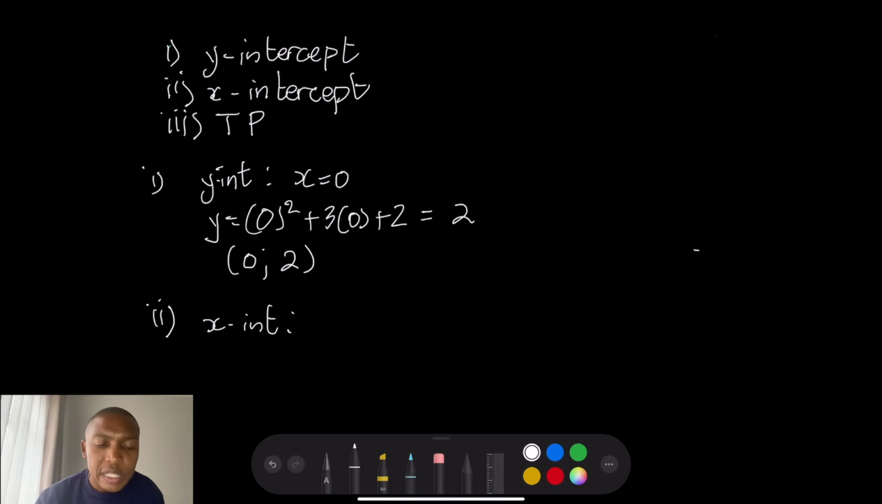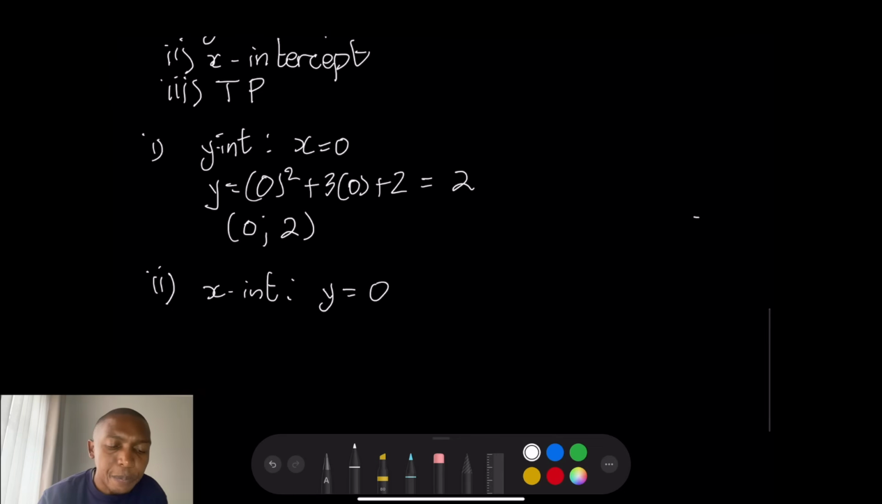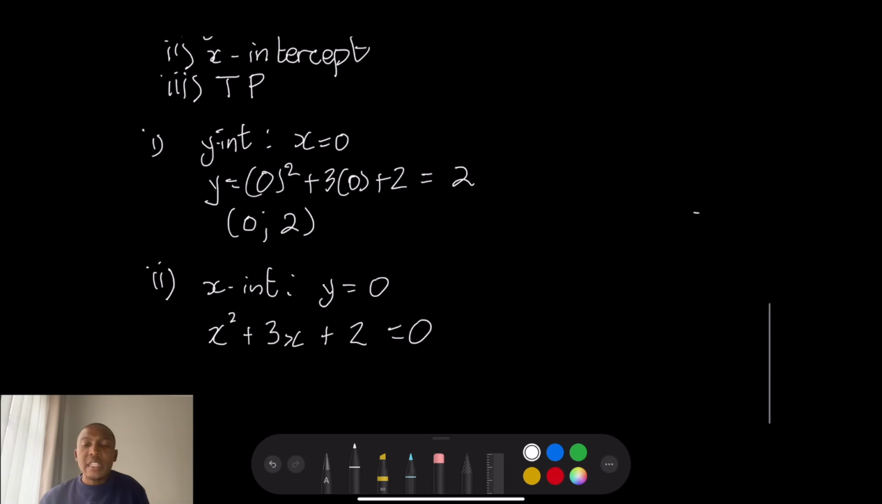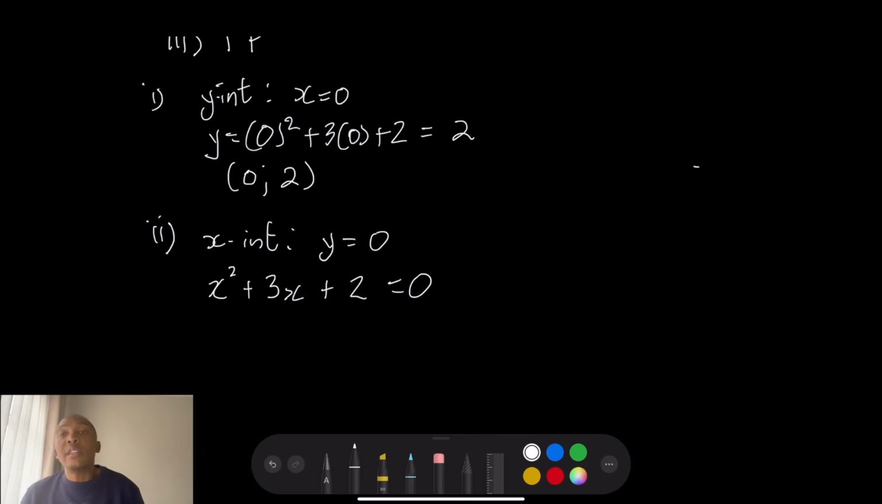So here, what happens at the x-intercept? We know that this is where y is equal to 0. So we are taking our original equation, x squared plus 3x plus 2 is equal to 0. Now, ladies and gents, of course, many tend to struggle with factorization.